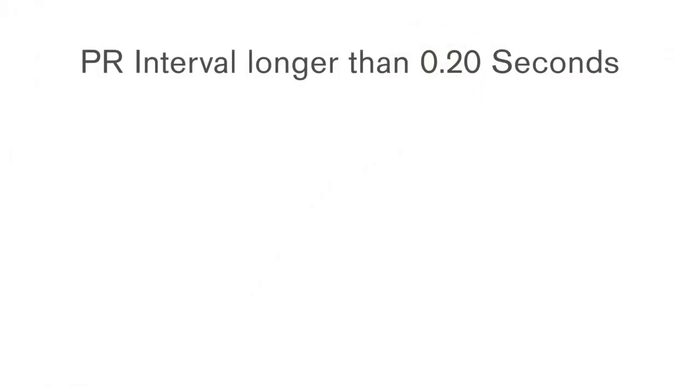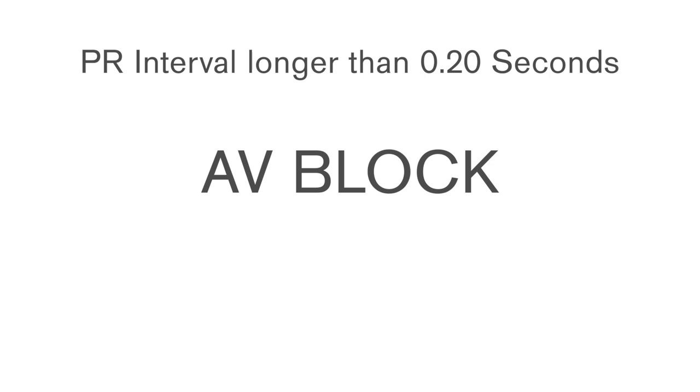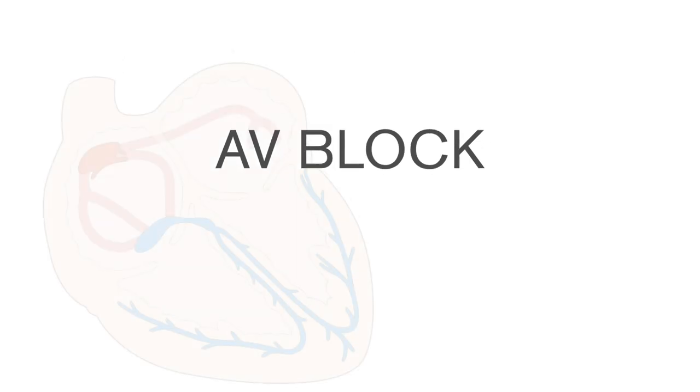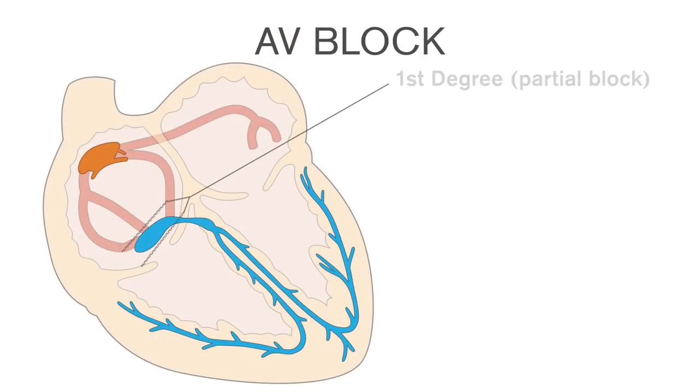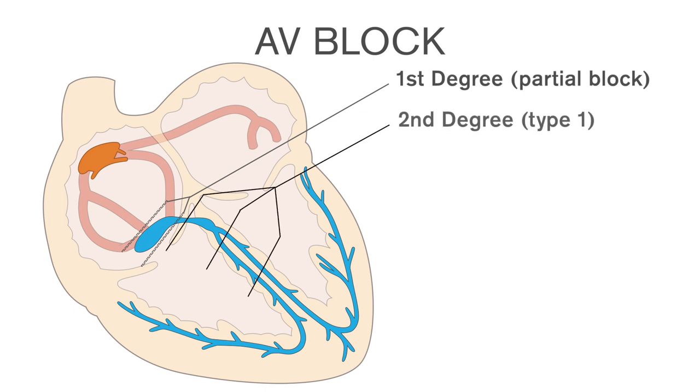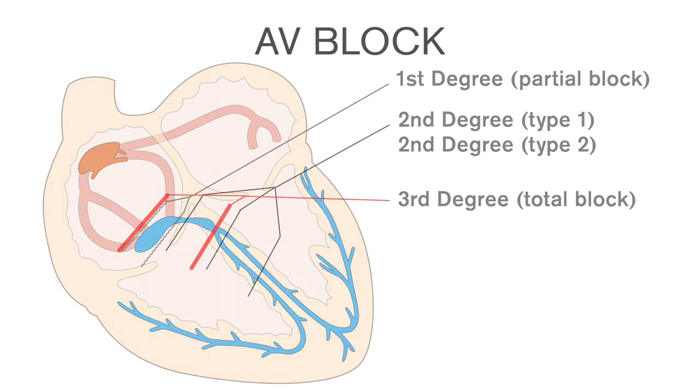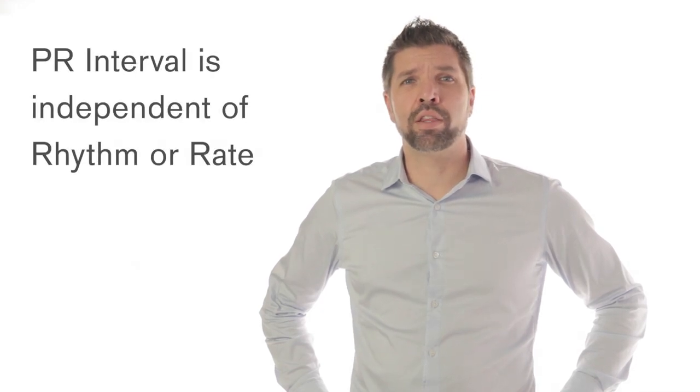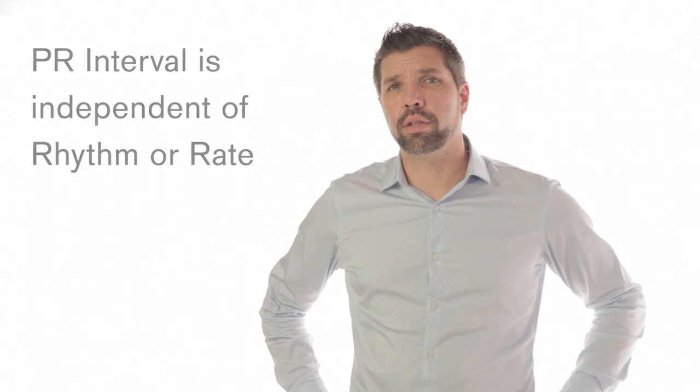When it is longer than 0.22 seconds, it means that we are faced with an AV block. There are 3 degrees of AV blocks: first degree, second degree, which is separated in type 1 and 2, and third degree, or total block. A short PR interval can be seen in AV reentrant tachycardia like Wolff-Parkinson-White syndrome. We'll cover this further in the presentation. The PR interval is also independent of the cardiac rhythm or rate.